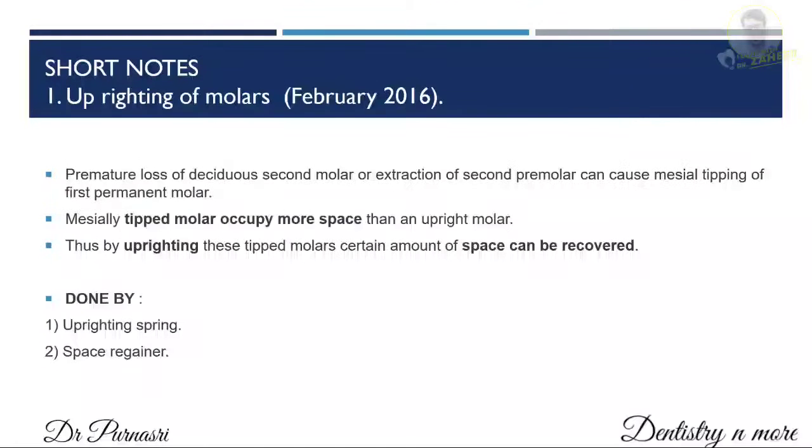The short note is uprighting of molars. So when there is a premature loss of the deciduous second molar, or when the second premolar is extracted, the first molar tends to tip into that extraction space. So when we correct this tipped molar, we gain some space. So this is called the uprighting of molars. This can be done using an uprighting spring or a space regainer.